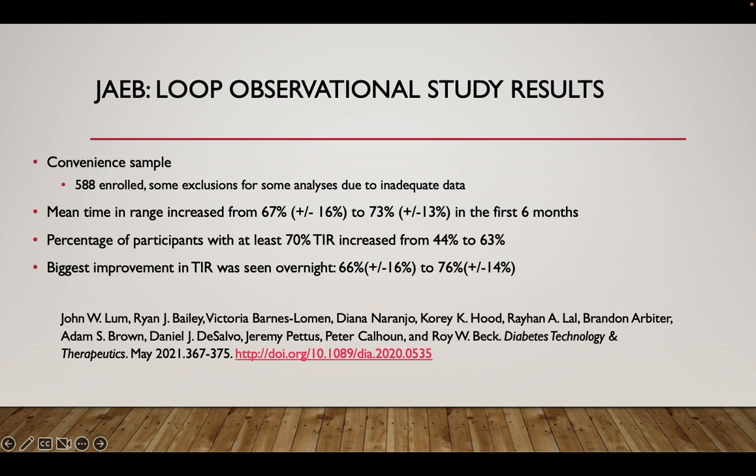And the biggest improvement in time in range was seen overnight, where time in range went from 66% to 76%. That is comparable to commercial studies, where basically you take food out of the equation because people stop eating when they go to bed, and the system finally has a chance to battle its way through whatever else has been going on and get glucose numbers down to a good level. So some really positive findings there: overall improvements in time in range, and evidence that new users find it useful and successful.